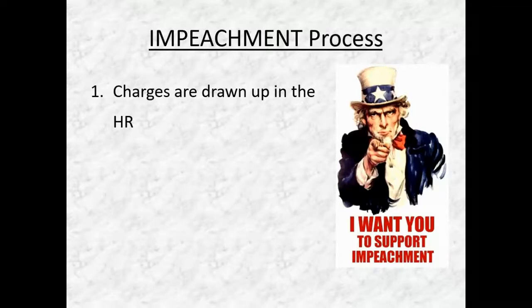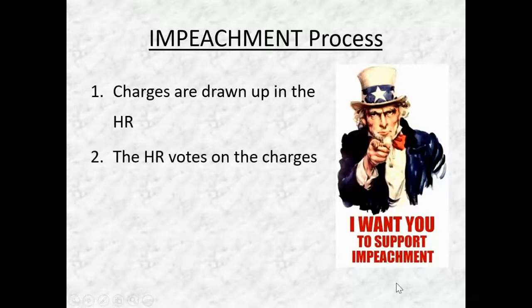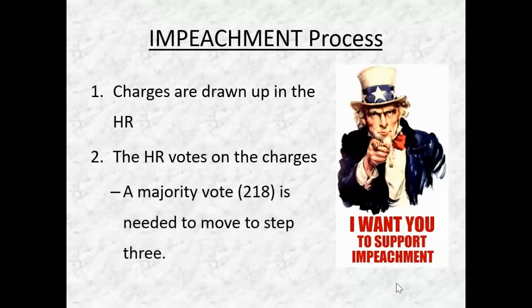After charges have been drawn up, they are voted on by the entire 435 members of the House of Representatives. In order to progress to the next step, a majority, meaning 218 or more of the House members, must agree that enough evidence exists to formally charge the government official. Remember, this is just about charging them. A trial is then held during which the charged official is given the opportunity to defend themselves. So, if 218 or more agree to the charges, we progress to the other half of Congress, the Senate, for the trial.